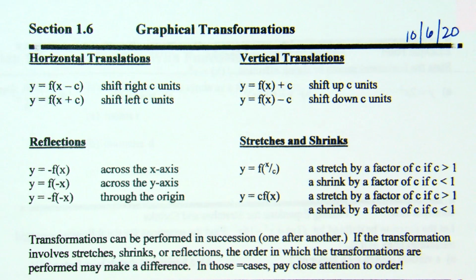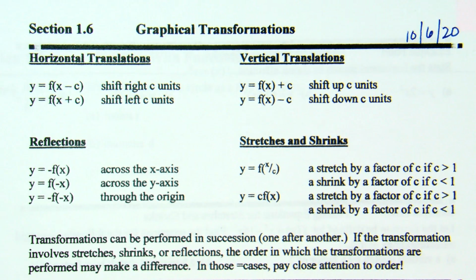Vertical translations. So how do we know when we go up or down? It's more on the outside. It's not in the radical or in the absolute value or in the parentheses. It's at the end. Plus says we go up. Minus says we go down. Those are old news, right? Hopefully we have those. We did those enough last year.